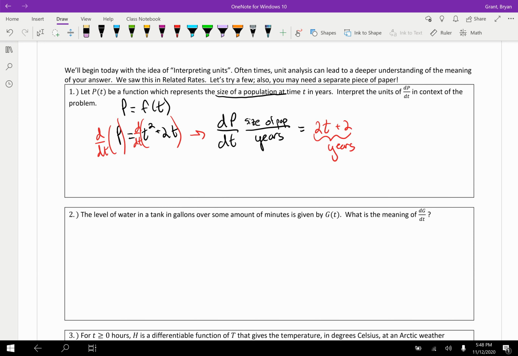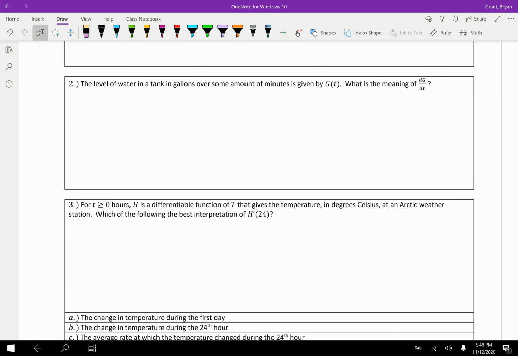So let's try another. The level of water in a tank in gallons over some amount of minutes is given by g of t. Again, g is the output, and it's created by some function acting upon t. All right, what's the meaning of dg/dt? Well, in order to do this, I have to do d/dt of each side.